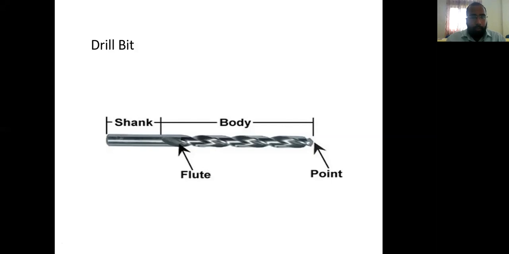So the drill bit is a cutting tool which is used in drilling operations. It is a multi-point cutting tool, meaning more than one surface will come in contact during the machining operation. It is divided into two parts: one is the main body, and the second is the shank. Different grooves are made on the body of the cutting tool. They are called flutes. You can see this point here. This point comes in contact with the workpiece to do the drilling operation.